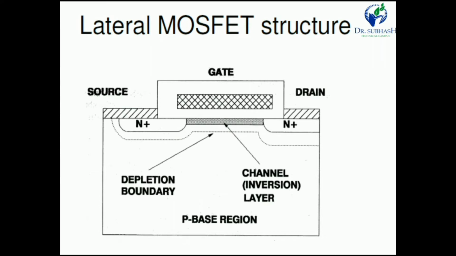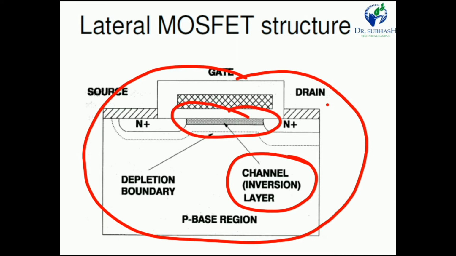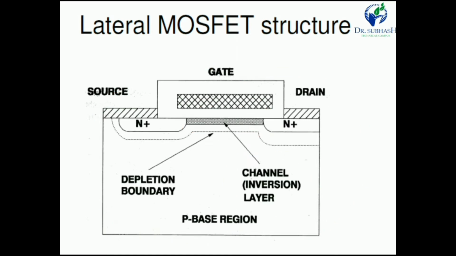Now the lateral MOSFET structure is like this. In this figure we can see the different terminals of the MOSFET: source, gate and drain. Here a channel between drain and source is permanently available, and the channel width increases or decreases according to the applied gate voltage. So this is the lateral MOSFET structure.